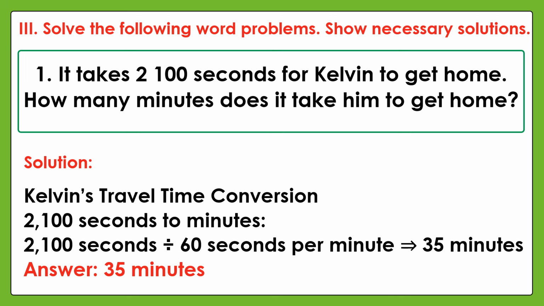Solution: Calvin's travel time conversion, 2,100 seconds to minutes. That is 2,100 seconds divided by 60 seconds per minute. That is equal to 35 minutes. The answer is 35 minutes.